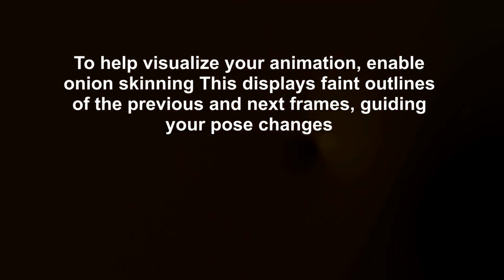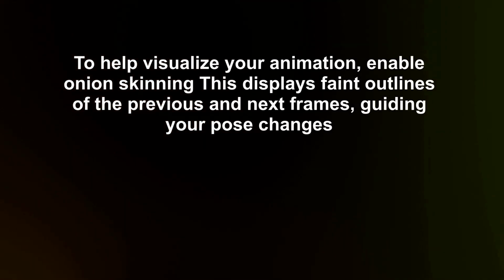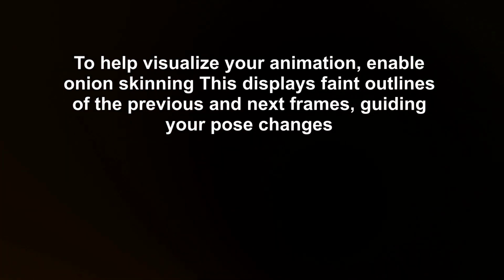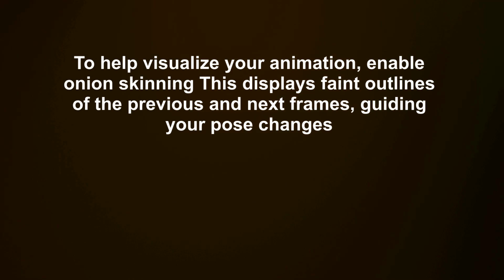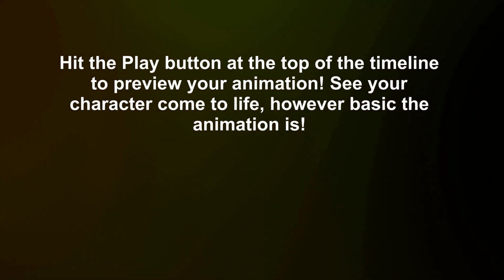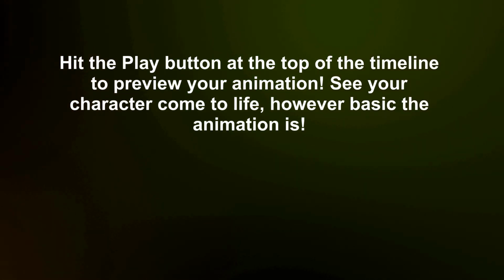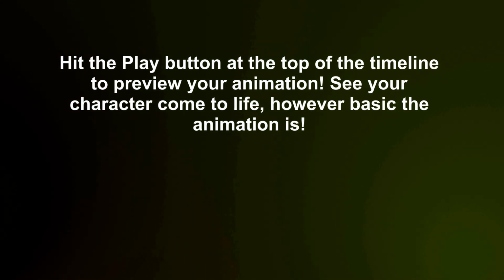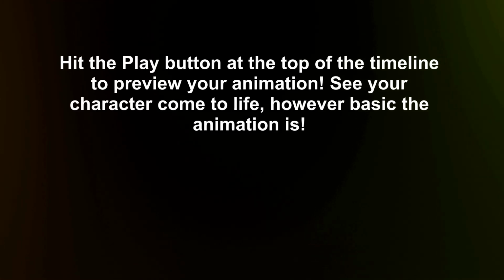To help visualize your animation, enable onion skinning. This displays faint outlines of the previous and next frames, guiding your pose changes. Hit the play button at the top of the timeline to preview your animation. See your character come to life, however basic the animation is.